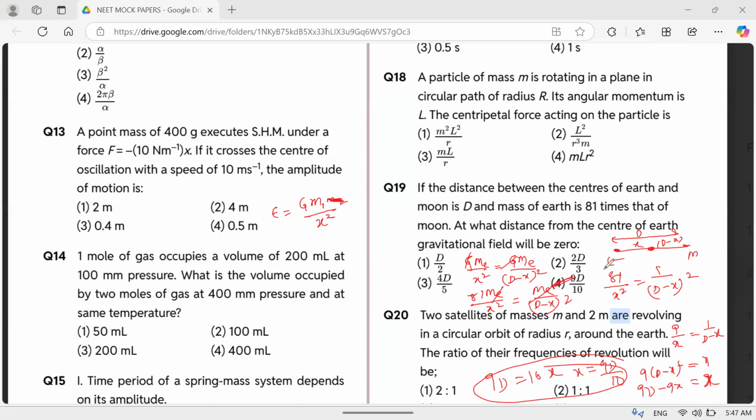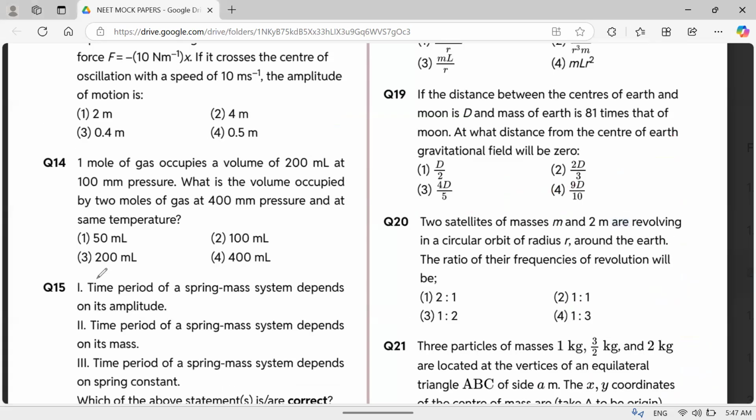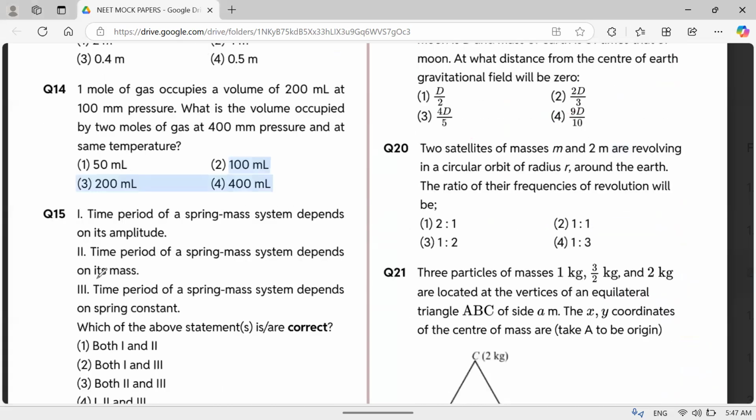Yes, sir. Yeah. The next one. Two satellites of masses m and 2m are revolving in a circular orbit of radius r around the Earth. The ratio of their frequency of revolution will be equal to how much? What will be the answer, beta?